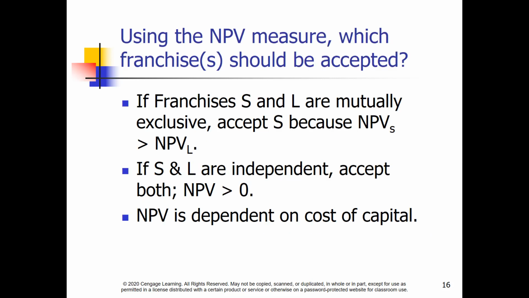Looking at the NPVs of the projects, S's NPV was 1998, L's is 1879. If the projects are independent, you take them both. If they're mutually exclusive, take project S. Note that the NPV is dependent on the cost of capital.